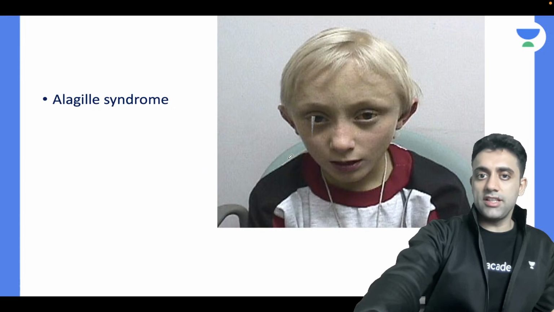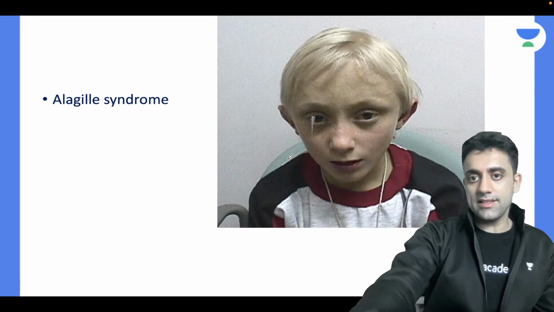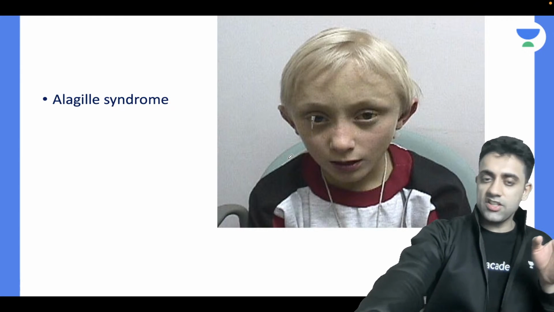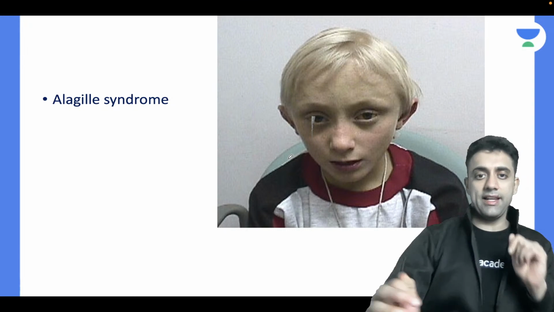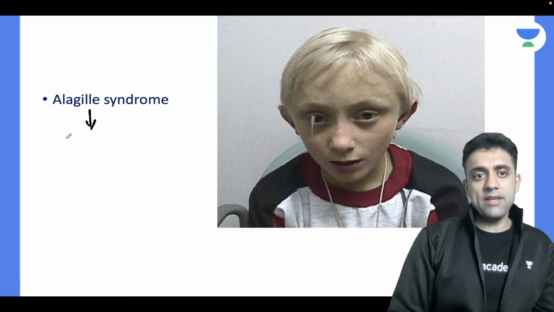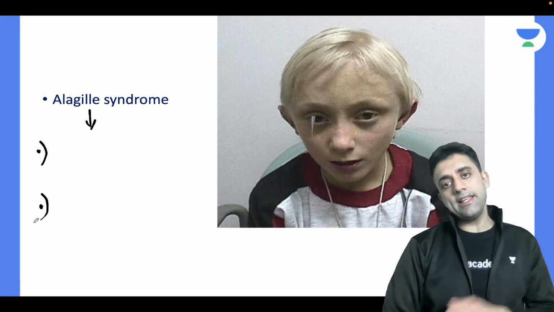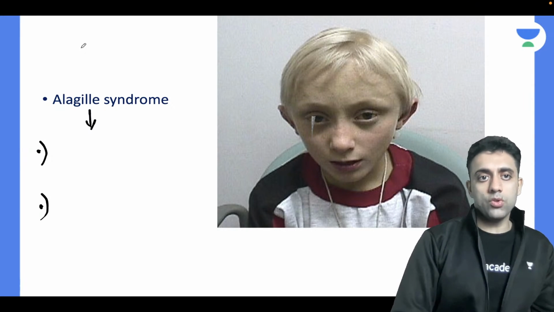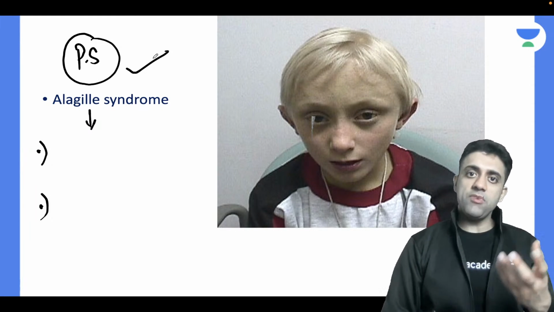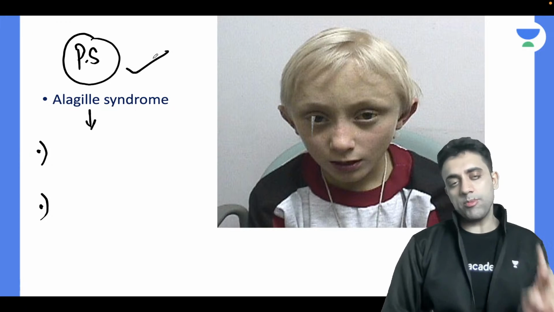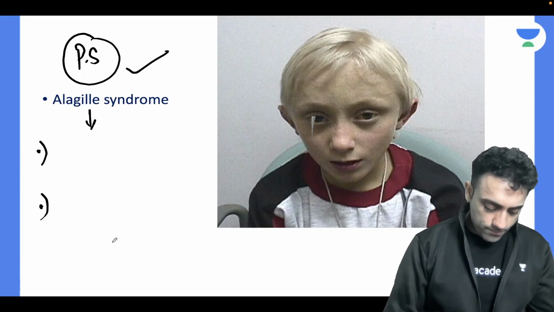Okay, next question. This was Alagille syndrome. So what syndromes did we cover? We covered Williams syndrome, and this is Alagille syndrome. Can anyone tell me any two highlights of Alagille syndrome, other than the most common congenital heart disease being pulmonary stenosis, which we have covered?